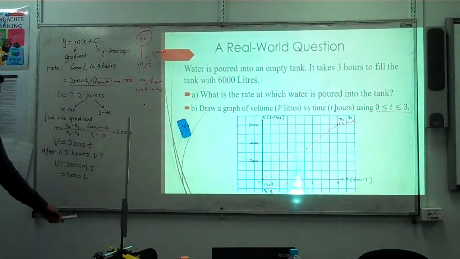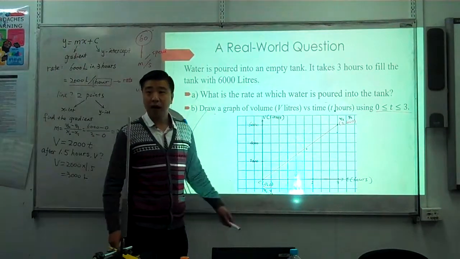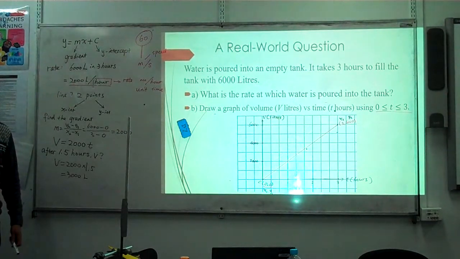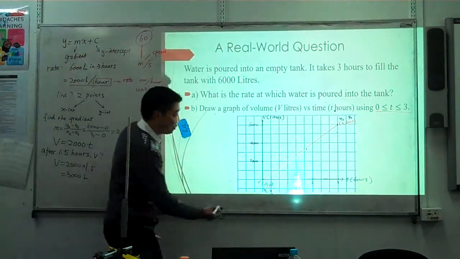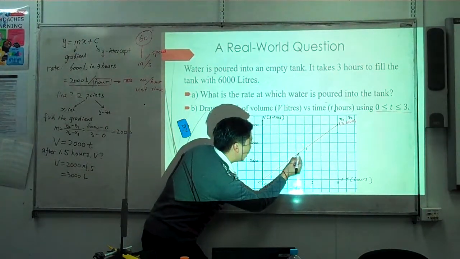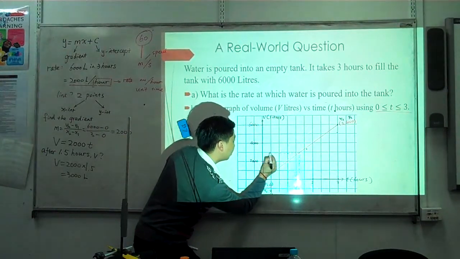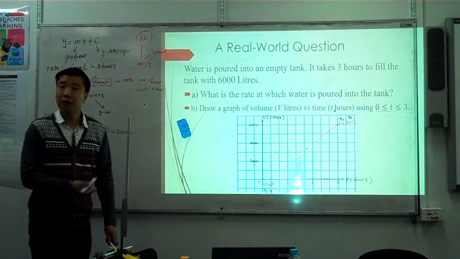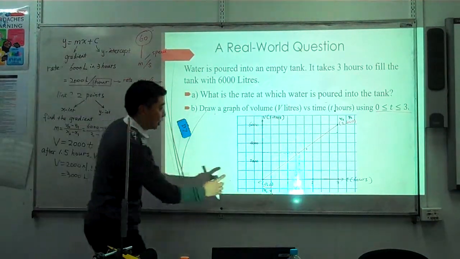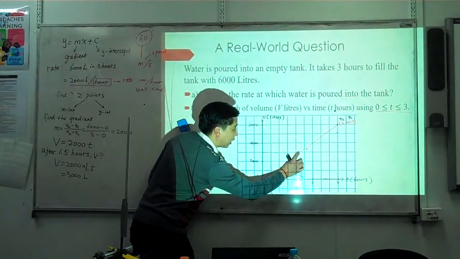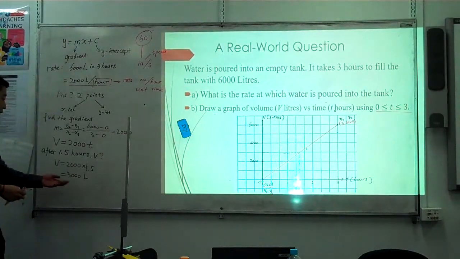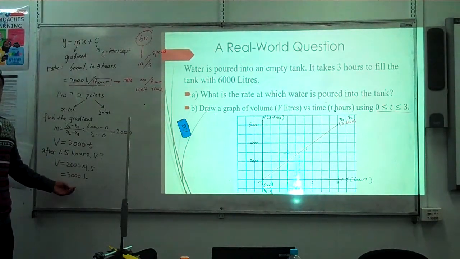And also, can I check my answer from the graph? How can I check whether your 3,000 is correct? So 1.5 should be here. If I go up to here, that is 3,000. But what is the disadvantage of this way? It's not very accurate. Good. If you draw it inaccurately, this is not exactly 3,000. But we can estimate that your answer is correct. Good.